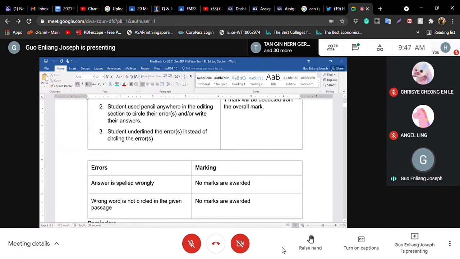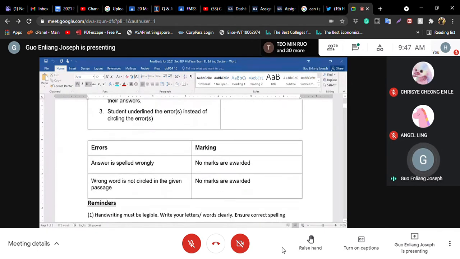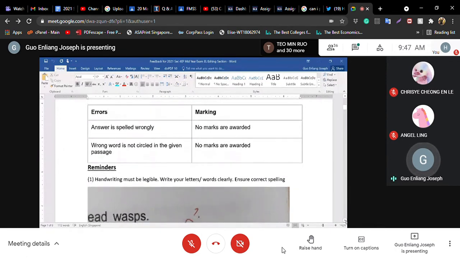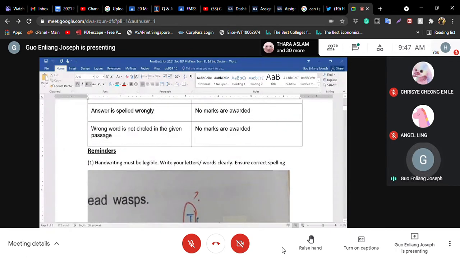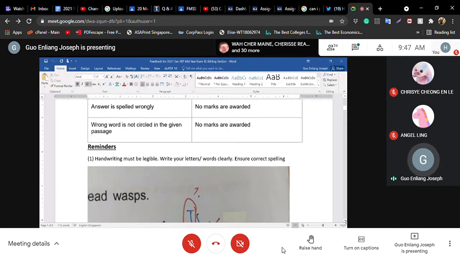Circling the error itself: of course, you must circle, not underline the error. I've gone through this many times. If the answer is spelled wrongly, obviously it's 0. If you do not circle the wrong word, it is 0 also. So these are some things that you need to know.